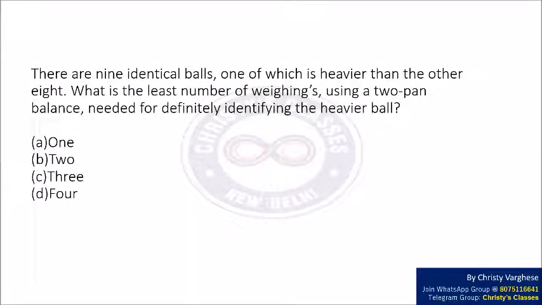In this video, we are going to solve the question. There are 9 identical balls, one of which is heavier than the other 8. What is the least number of weighings using a two-pan balance needed for definitely identifying the heavier ball? And we are given 4 options.